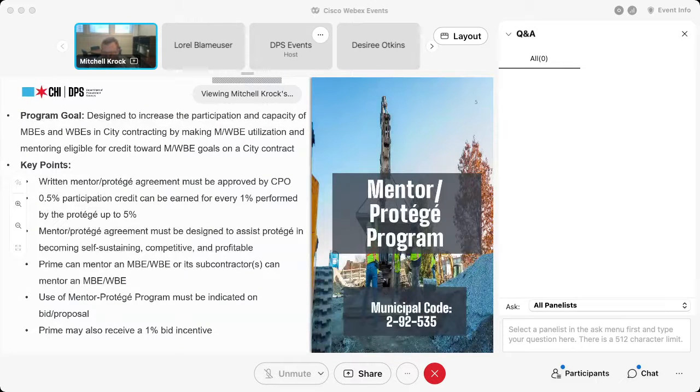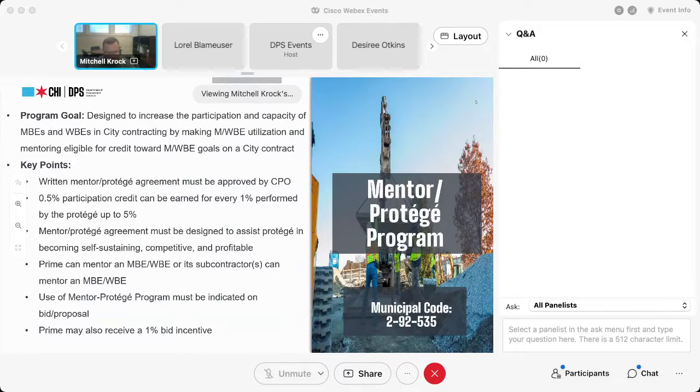I'm going to go into the Mentor Protege program. This is designed to increase the participation and capacity of minority and women-owned business enterprises by making MWBE utilization and mentoring eligible for credit towards MWBE goals on a city contract. Basically, if DPS approves a written mentor protege agreement submitted with your bid, you can receive 0.5% participation credit for every 1% performed by the protege, up to 5%.